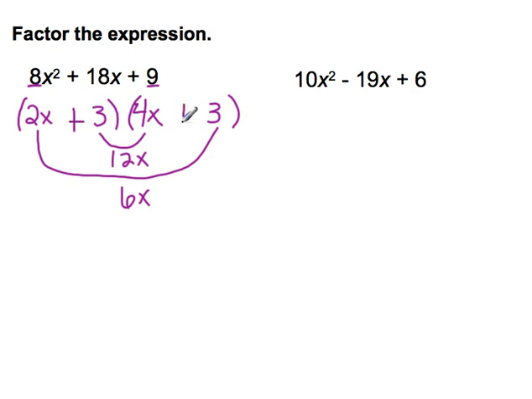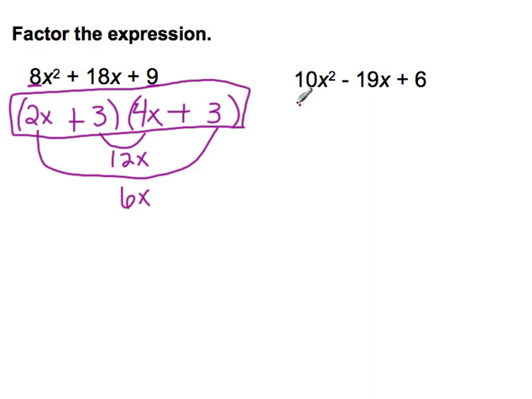And then to double check your signs, this is a positive 9. Positive times a positive would give us a positive 9 at the end. So if you were to FOIL this back out, you should get back to your original. So this right here would be the factored form for that expression.